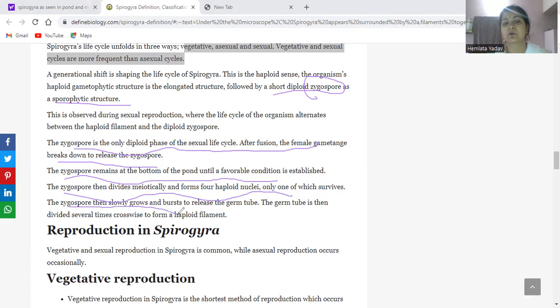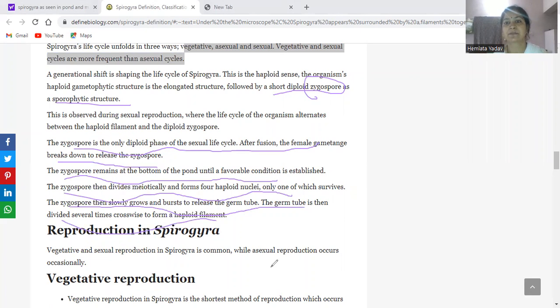The zygospore then slowly grows and bursts to release a germ tube. The germ tube divides several times crosswise to form haploid filaments. Again, the haploid filament of the algae is formed by the germination of the spores.